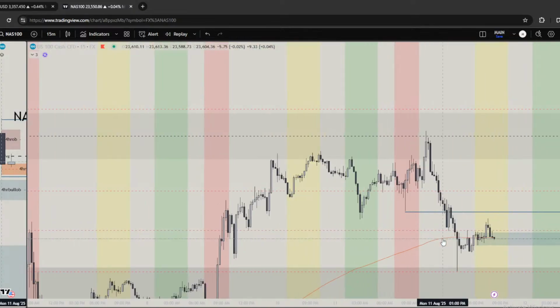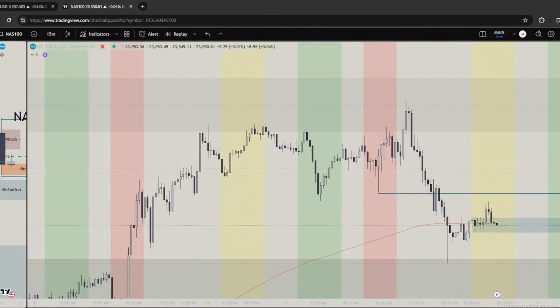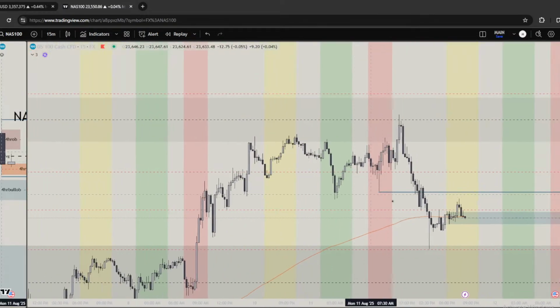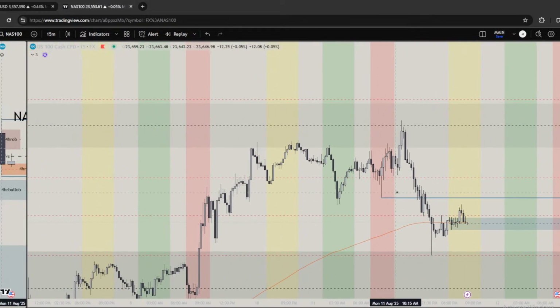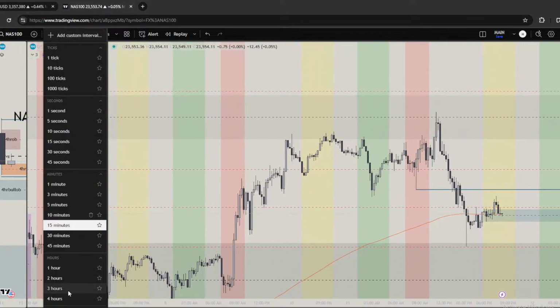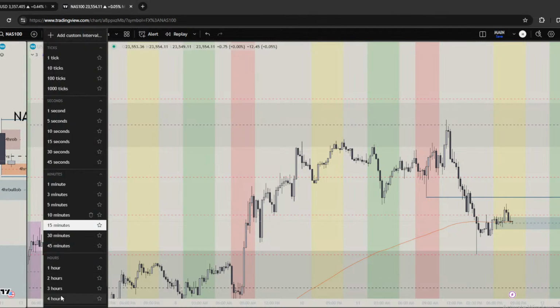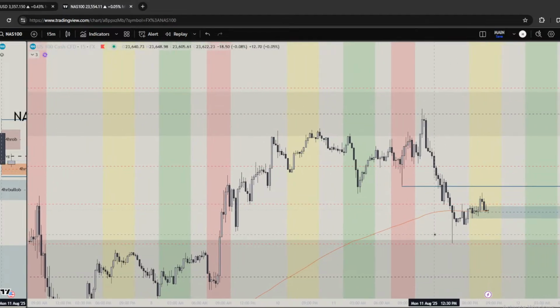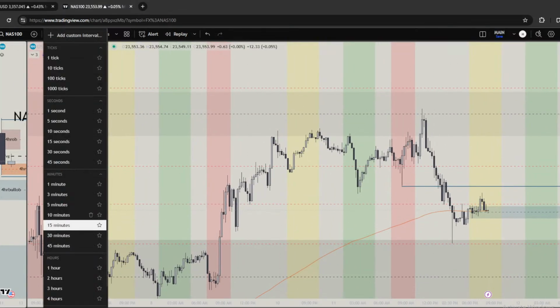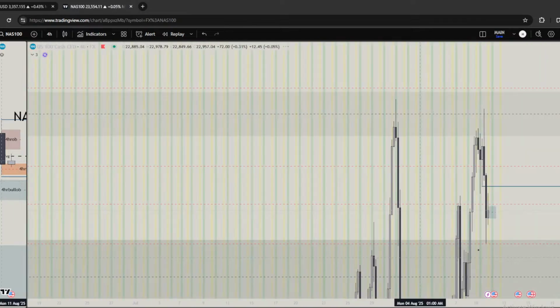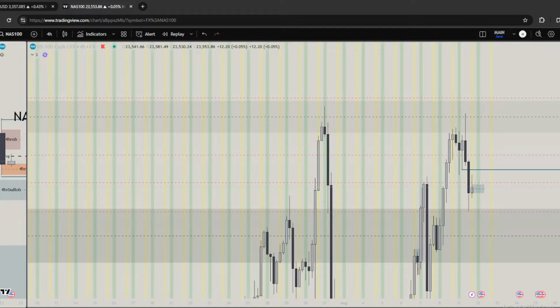I'm still looking for it to displace back higher. We took out them lows. Yeah, we took out that Asia session low. No, I mean that New York session low. Rejected off the 23,500. I still will be looking for a pullback back up.